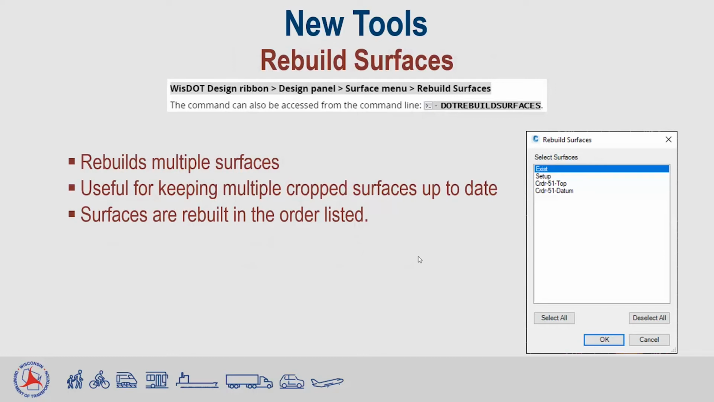So to reflect changes from the crop surfaces that this tool does, you'd have to go through and rebuild each of the crop surfaces. You'd have to save the drawing, then rebuild each of the crop surfaces. So if you've got a lot of crop surfaces because you've got a lot of quantities you're figuring out, right-click, rebuild, right-click, rebuild, right-click, rebuild. A lot of tedious work there, right? So we introduced this new tool, Rebuild Surfaces, that allows you to rebuild multiple surfaces at once. So this is, again, as I put on the bullet here, useful for keeping multiple crop surfaces up to date.